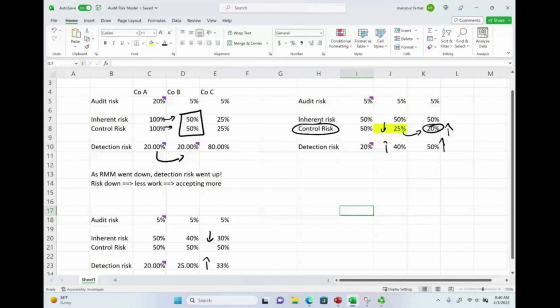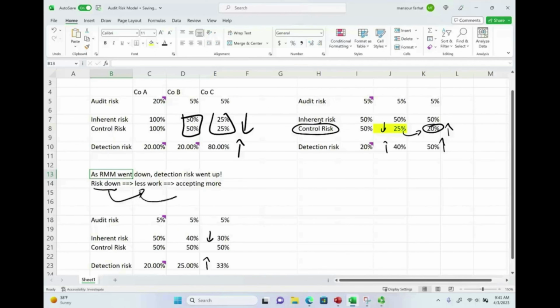Now, sometimes they'll tell you inherent risk went up, control risk went down. Then you really cannot determine the result unless you are given numbers to play with, but that's not usually the case. But here's what you need to know, the relationship. As risk of material misstatement goes down, so as RMM goes down, detection risk goes up. This is what you need to know, okay? Risk down, if I'm willing to take more because I'm comfortable with risk, I do less work, I'm accepting more of that risk. If I'm accepting more risk, I do less work.